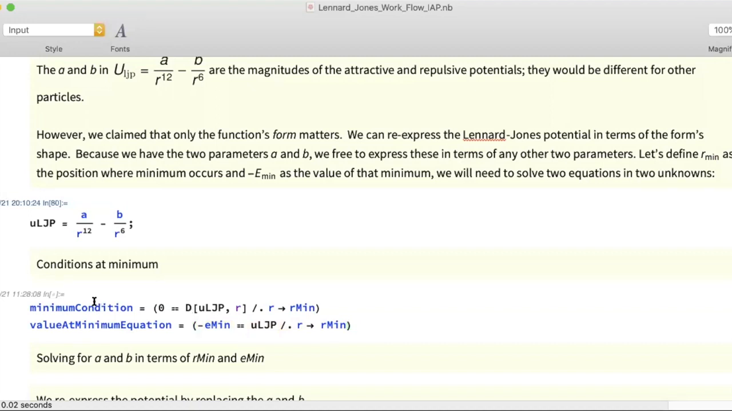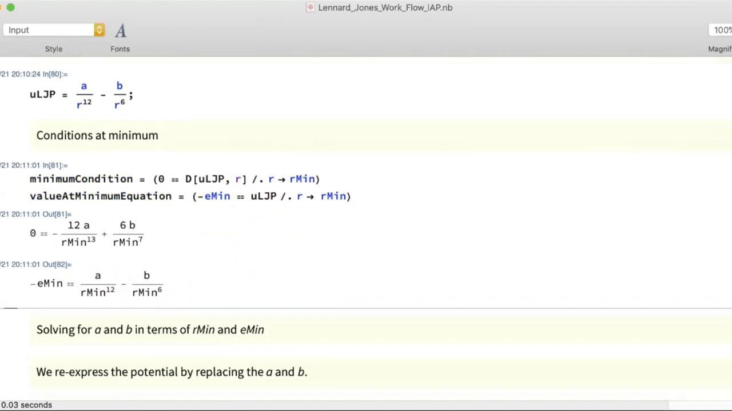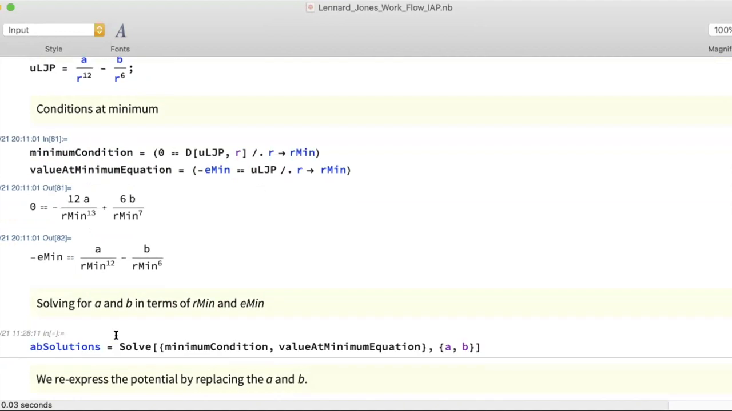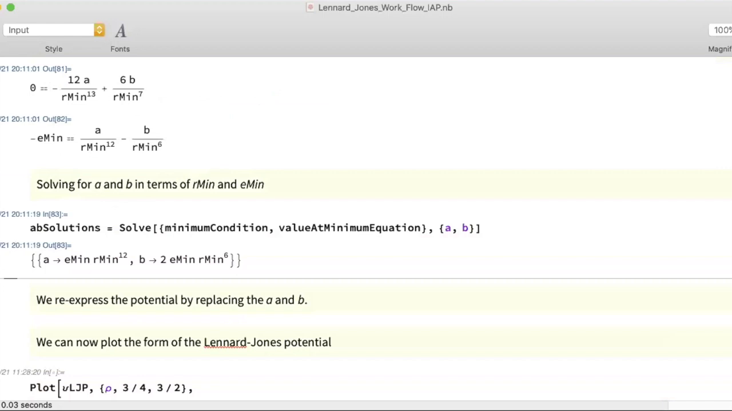Okay, so I have these two equations, and I can solve these two equations for A and B. So I'm going to do that right here. So now, oops, little window problem there. So now I have a solution for A and B sitting here. And I can take that and I can re-express my potential in terms of that solution.